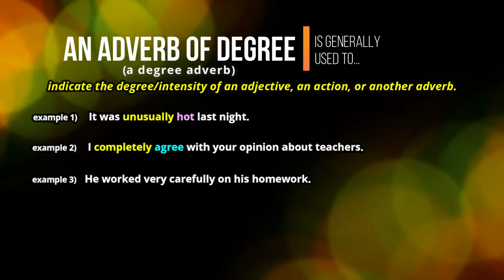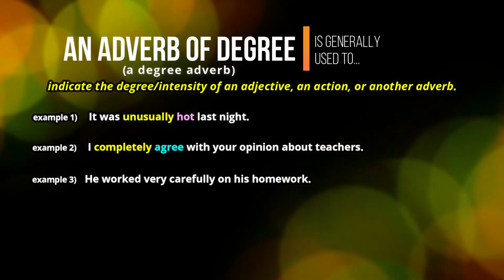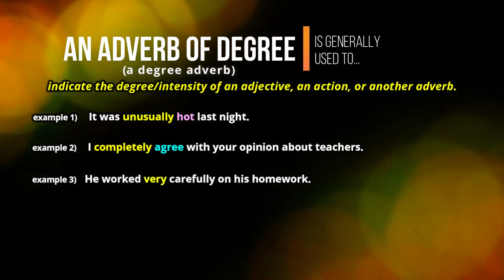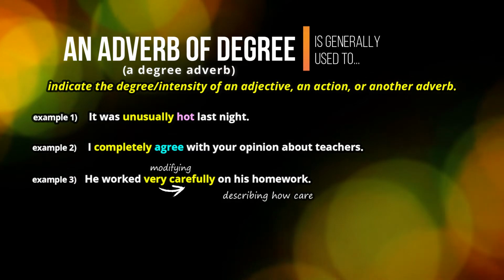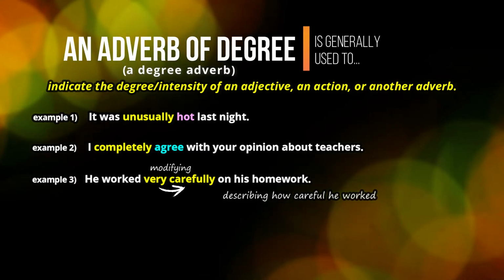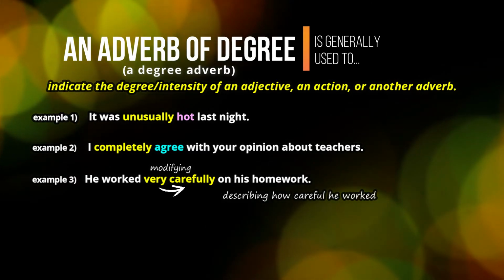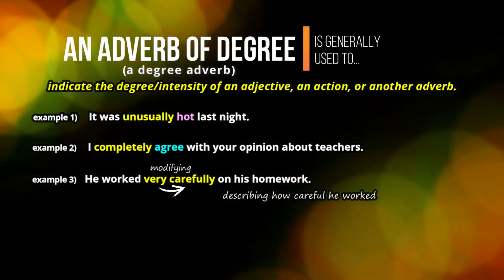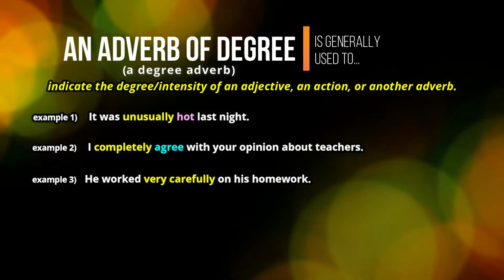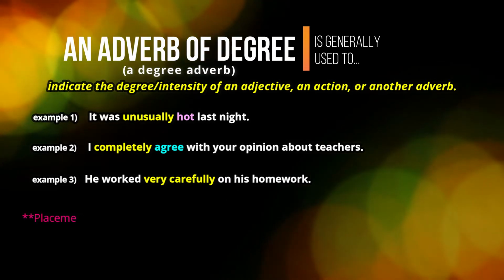And in the third example, we have, he worked very carefully on his homework. In this case, we have an adverb modifying another adverb, very and carefully. So how careful did he work? Well, he worked very carefully. We are describing how careful he worked. You got it?